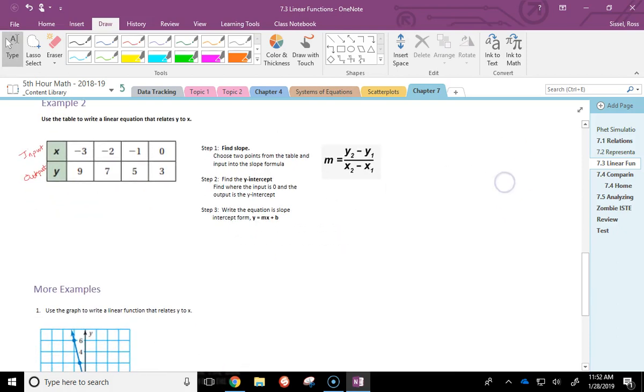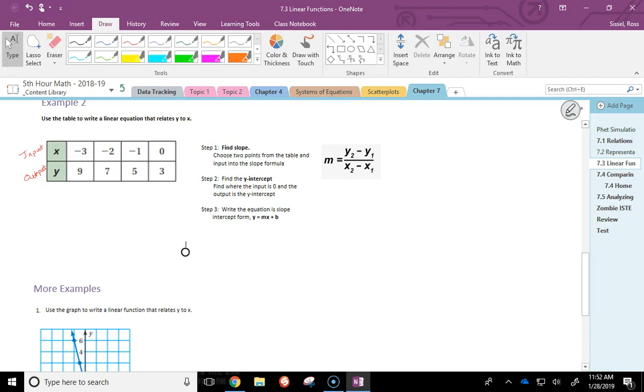We see step 1, finding slope. We use the equation m equals y2 minus y1 over x2 minus x1. If I have the input table, I can choose any 2 sets of points. But here is something I want to make sure we do not make a mistake of. If I choose any of these 2 x's, I have to choose the corresponding output. Meaning, if I use -3, I have to use 9 as my output. If I use 0, I have to use 3.